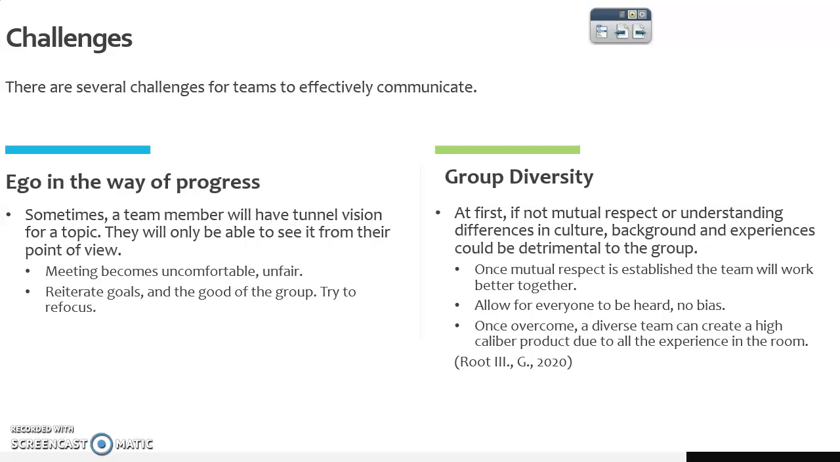Another thing that can actually be a challenge for teams to effectively communicate is group diversity. When the members come from different cultures, backgrounds, and experiences, at first it could actually be a challenge. They don't understand each other. They don't see what the other person could bring. However, once that mutual respect is established, it's going to allow for everyone to be heard without bias. And once they overcome that, they're going to be able to create such a high caliber product because they're going to be able to bring in all that different information into the process.